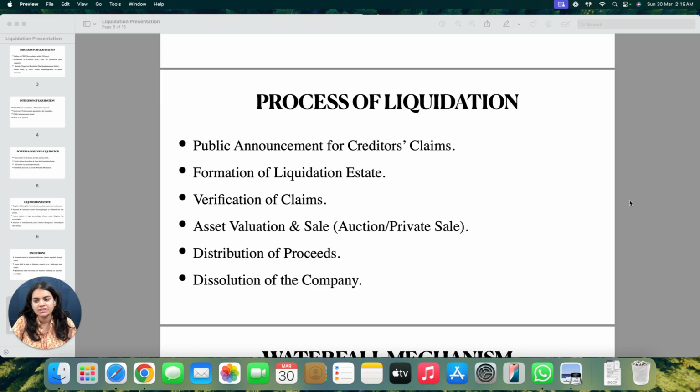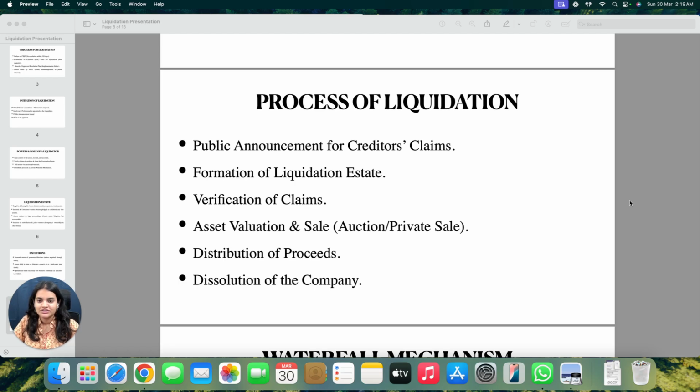So in the previous session, we were discussing the process of liquidation. We have seen what triggers a liquidation process, and then we have seen how the liquidator plays a role and what are his powers, and we have seen what constitutes part of a liquidation estate and what are the exclusions for it. Now let us dive into the process part of the liquidation process.